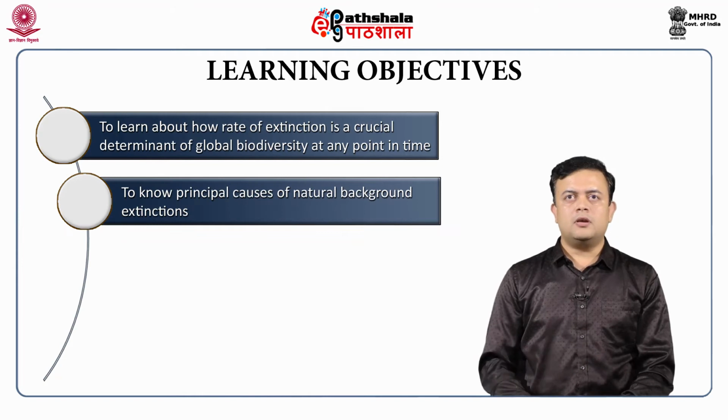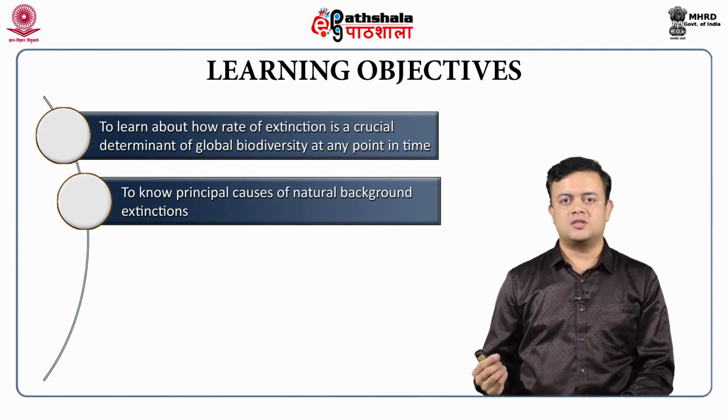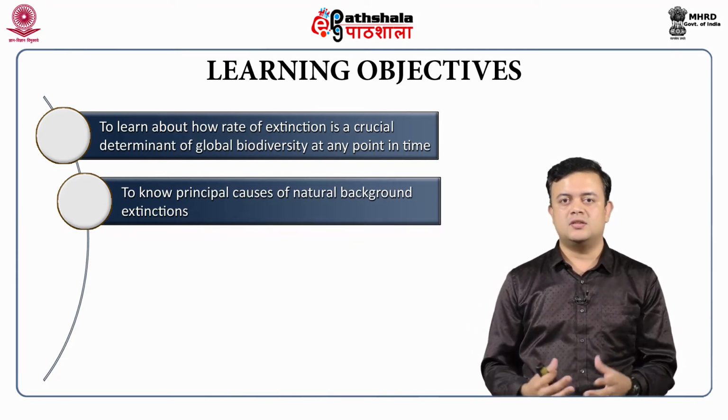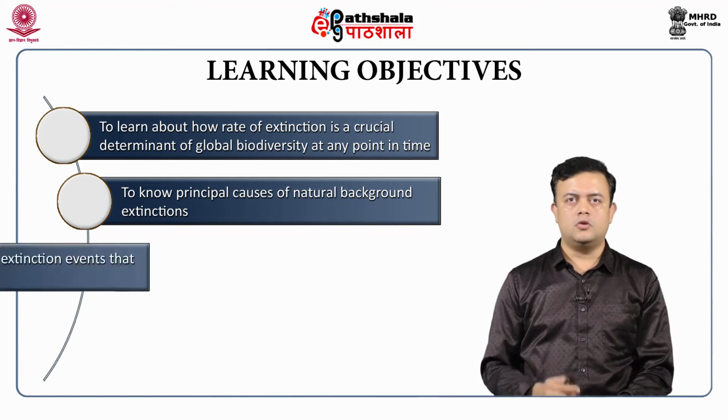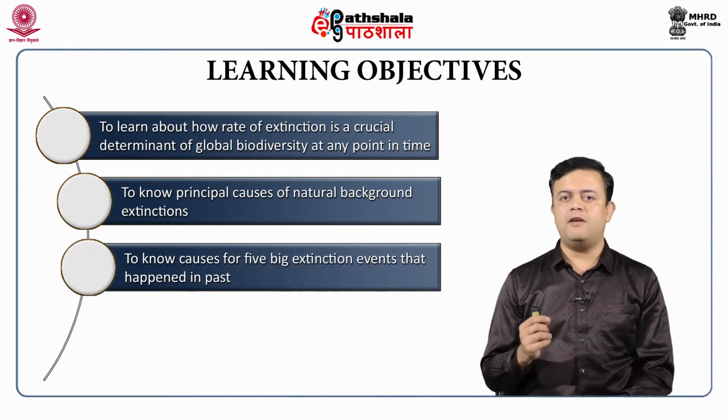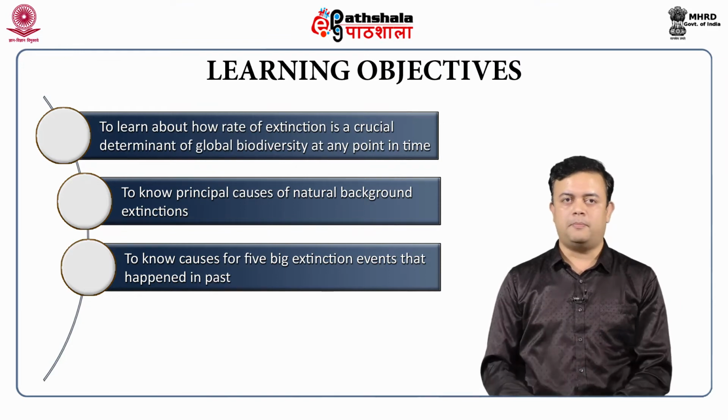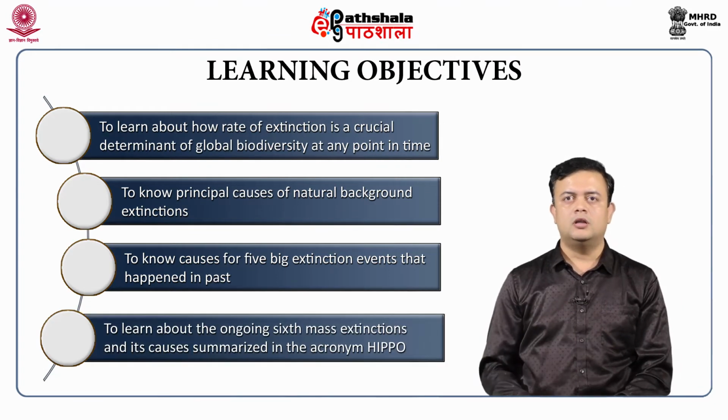To know about the principal causes of the natural background extinction. So, what causes this background extinction, we will come across in this module. To know the causes of the 5 major extinction events that happened in the past, and then we will learn about the ongoing sixth mass extinction that is summarized in the acronym HIPPO.